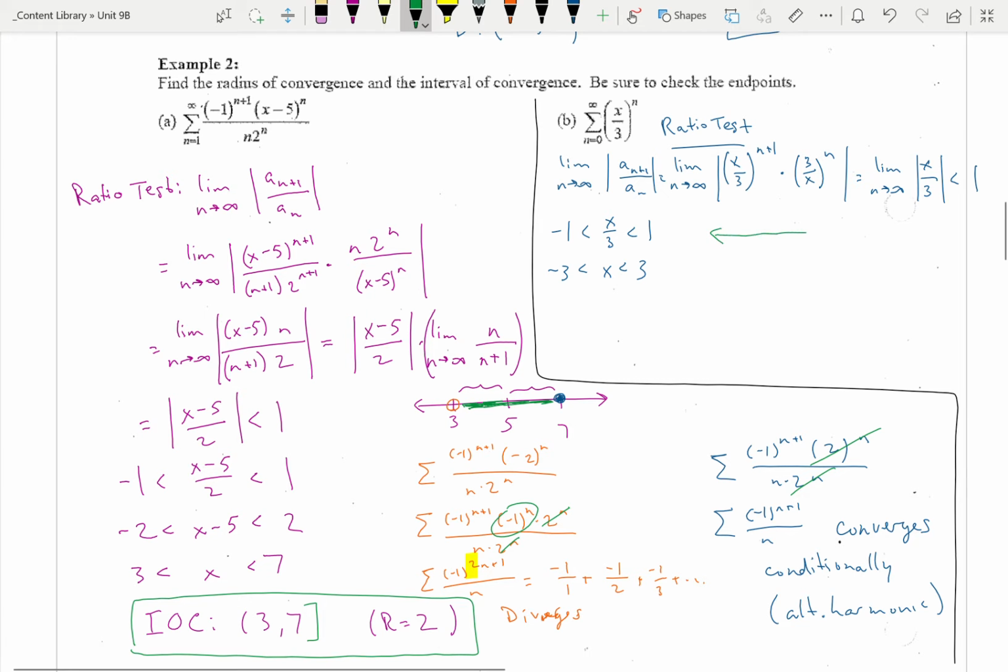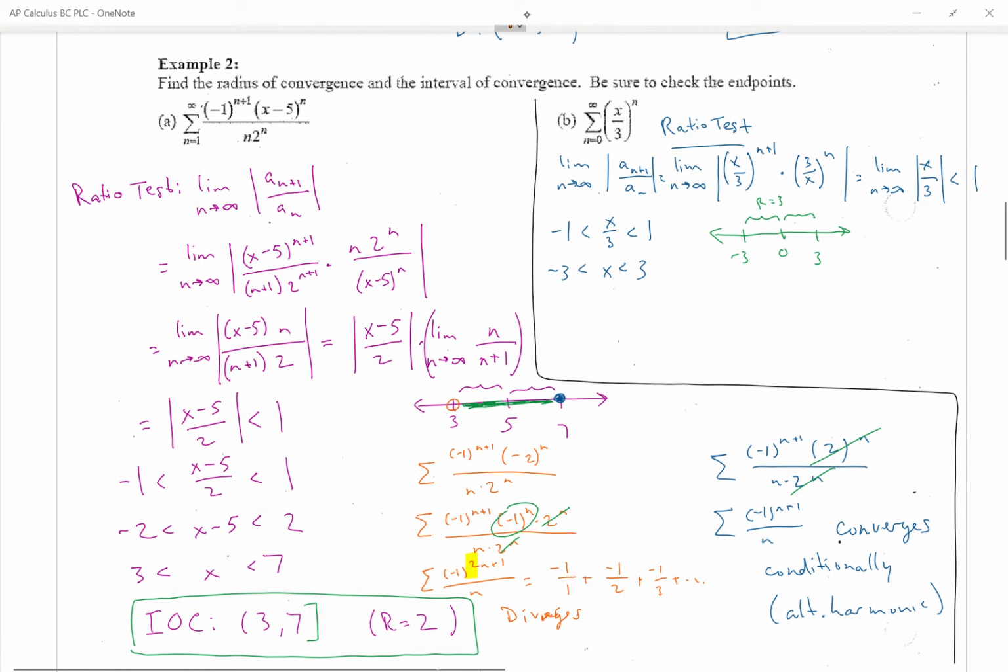The only question now is what do we do about those endpoints? The center here is 0. The radius of convergence is 3. Radius equals 3. They didn't ask for the radius, but I like to include that anyway. So then we ask, what about x equals the endpoints?